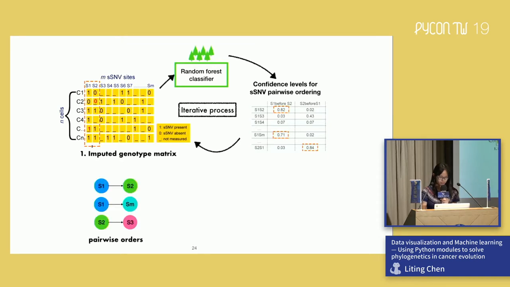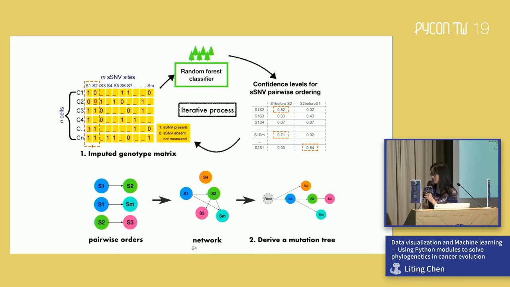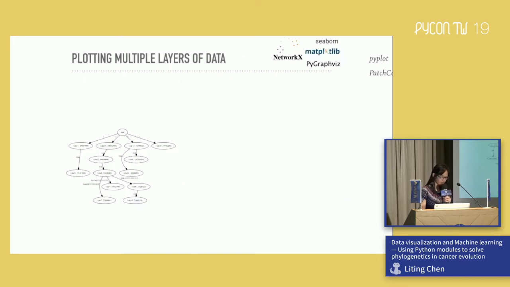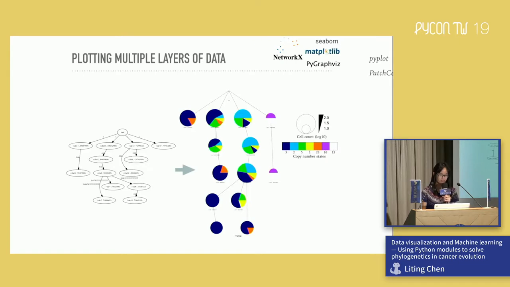And then after this, we want to use the pairwise ordering to draw a network, and then from the network, draw a tree, the most probable tree that represents the phylogenetic tree. And here I'm showcasing a plot that is generated by both NetworkX combined with matplotlib.